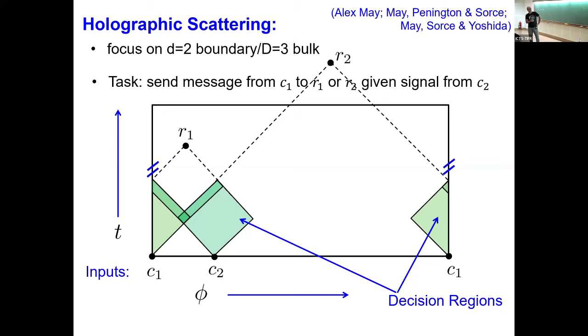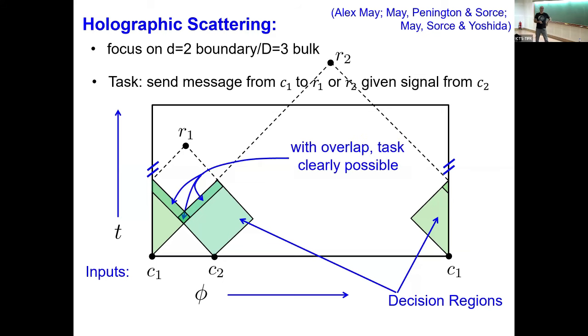That requires then that I move my output points around a little bit. But in a situation like that where I've got an overlap, clearly what I can do is I can take my message over to this region over here. I can take my signal to the same place, and then comparing them, I decide either I send the message to R1 up here or to R2 over here. And so clearly there are configurations where that task is obviously possible.